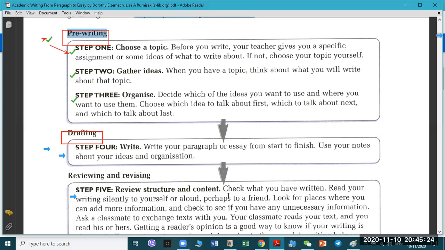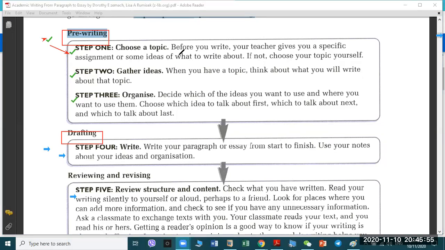Look for places where you can add more information. You should check in your writing. You should find gaps and you should fill the gaps up, okay? And check to see if you have any unnecessary information. If there is a gap, you should fill it. If there is additional information that you have provided, you should omit it, okay? So these are important things to take into consideration when you are writing, okay?